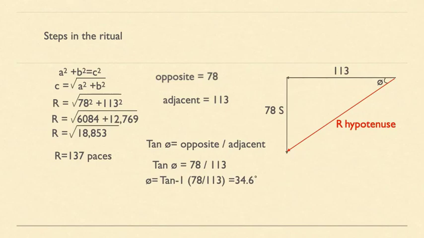So now we've got everything. If Watson and Holmes had gone 137 paces in a direction of 34.6 degrees south of east, they could have gone directly to the end of the Musgrave Ritual.